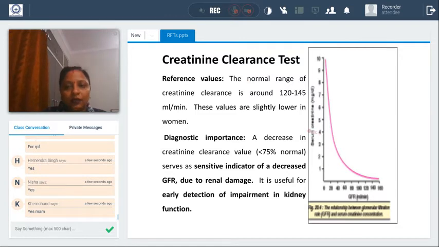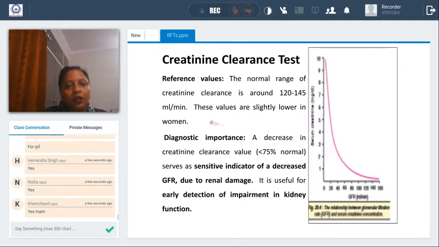So you can see here GFR and serum creatinine. GFR is inversely proportional to serum creatinine. Reference values, the normal range of creatinine clearance is about 120 to 140 ml per minute. These values are slightly lower in women.